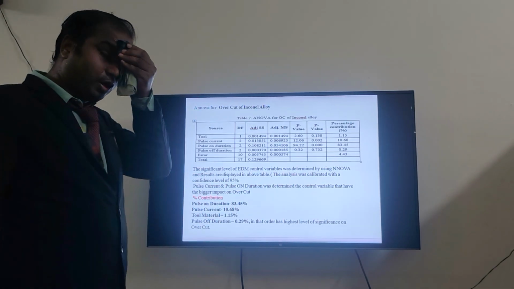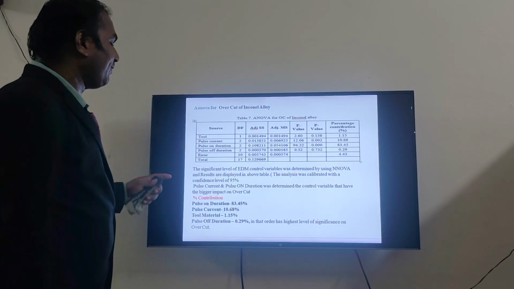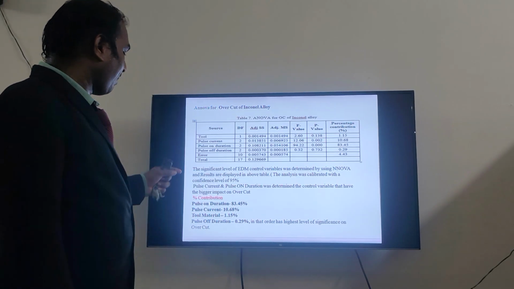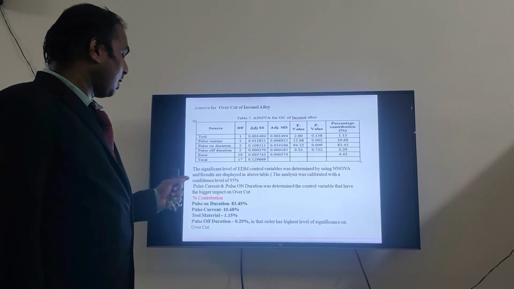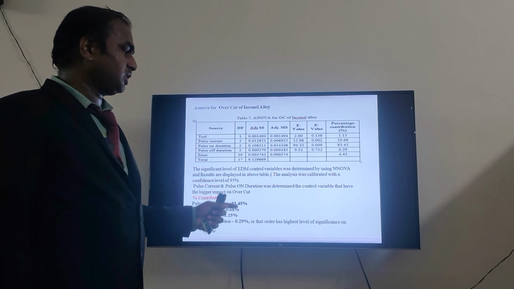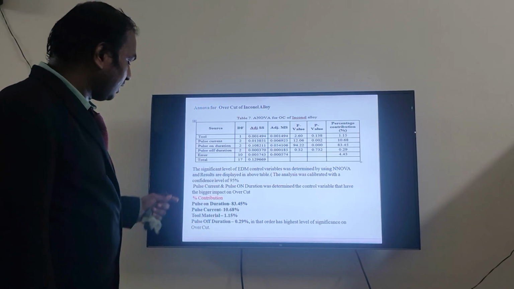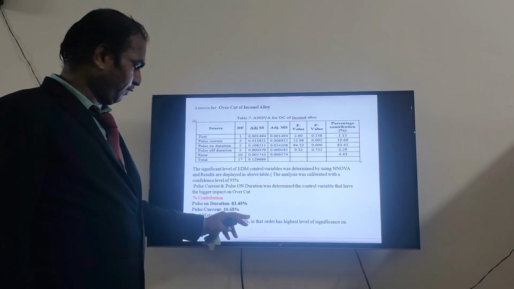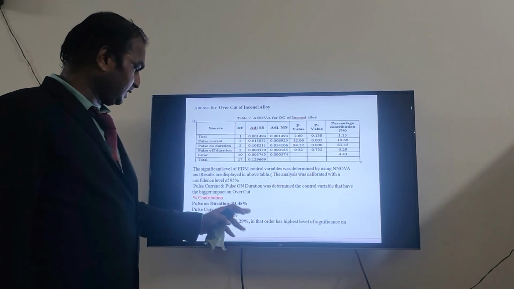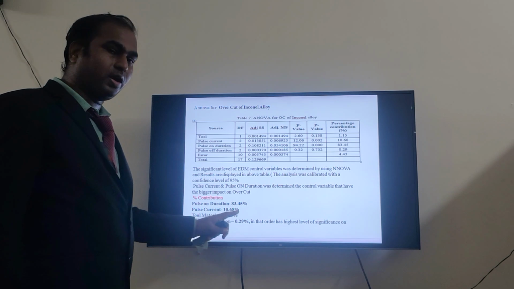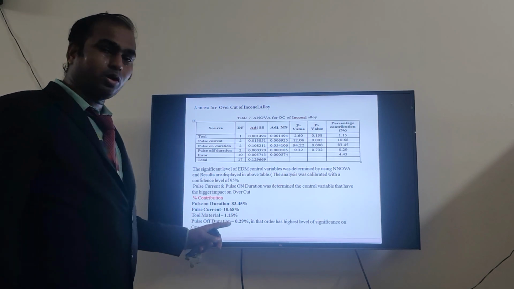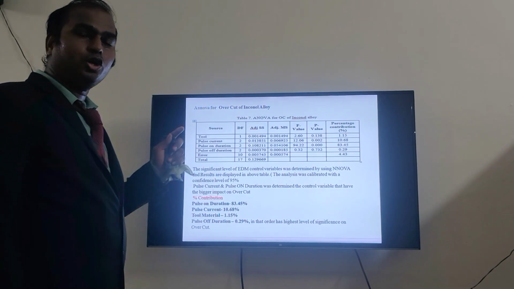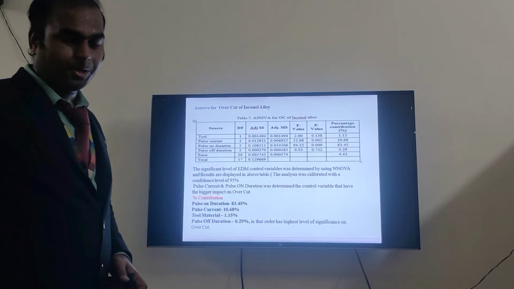Next, comparing with the ANOVA table, the significance level of the EDM control parameters was determined. The control variables have the following percentage contributions: pulse on duration 83.45%, pulse current 10.68%, tool material 1.5% and pulse off duration 0.29%, which shows the highest level of significant factors during the machining cutting process.